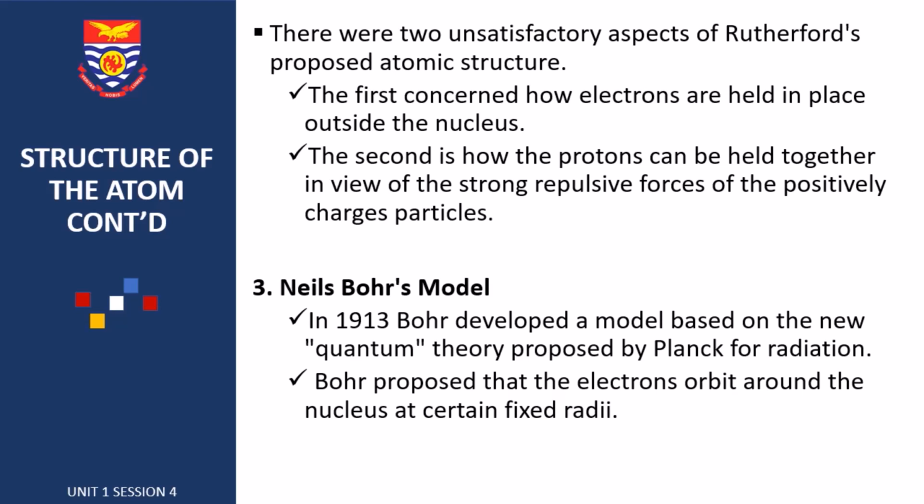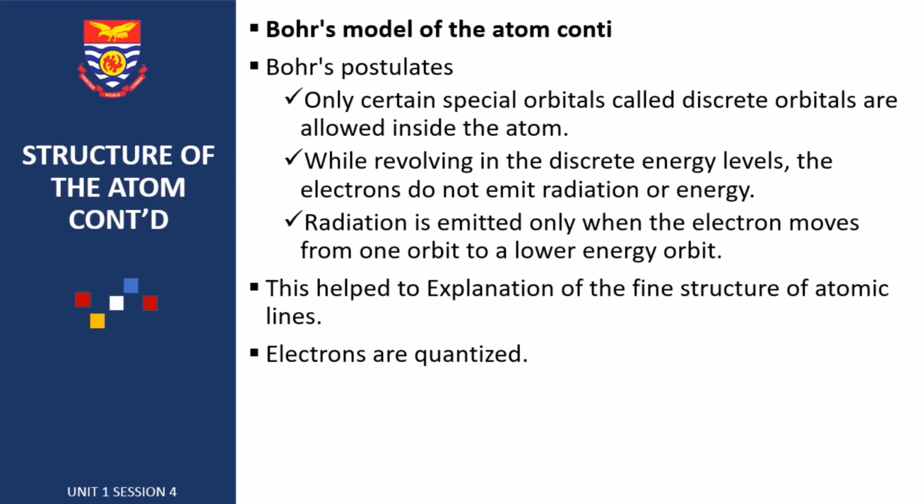And so, another scientist by name Bohr did further research in 1913. Bohr developed a model based on the new quantum theory proposed by Planck for radiation. Bohr proposed that the electrons orbit around the nucleus at certain fixed radii. We shall explain as we go on. Let us look at Bohr's model of the atom in detail.